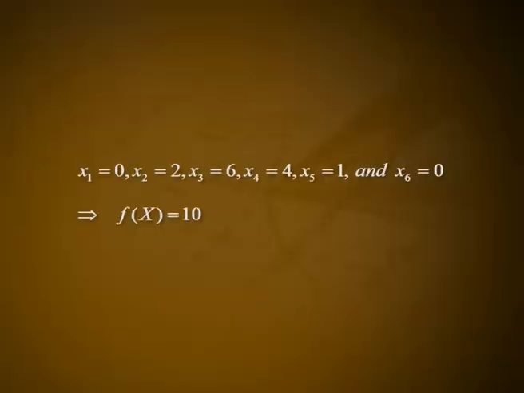Now, the solution is x1 equal to 0, x2 equal to 2, x3 equal to 6, x4 equal to 4, x5 equal to 1 and x6 equal to 0. This implies f of x equal to 10. Since all Zj minus Cj's for j equal to 1, 2, etc., 6 are not non-negative, the current solution is not optimal.